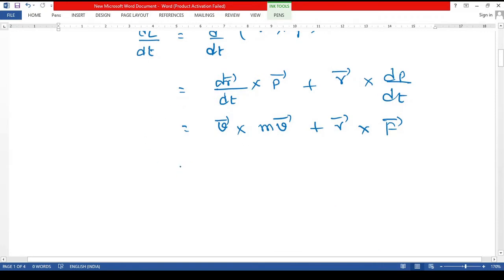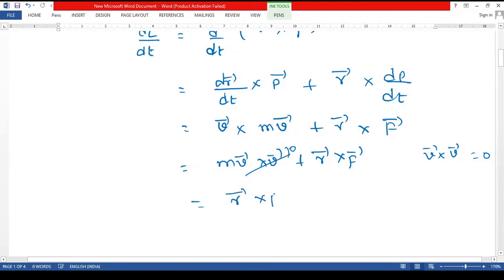So we can rearrange this as m into v cross v plus vector r cross F. Here v cross v is equal to 0. Therefore the remaining term is vector r cross vector F. So r cross F is the torque vector tau.